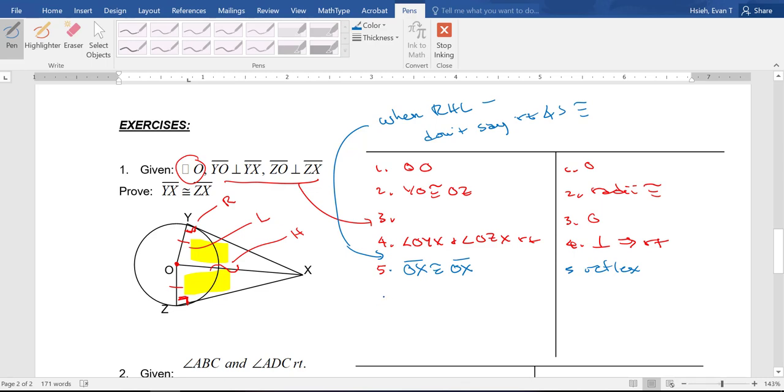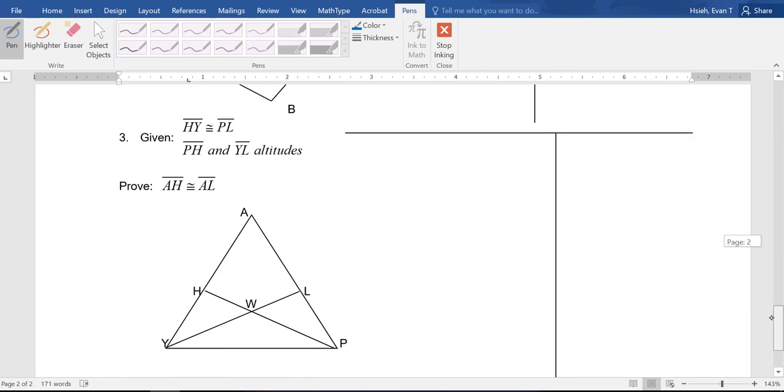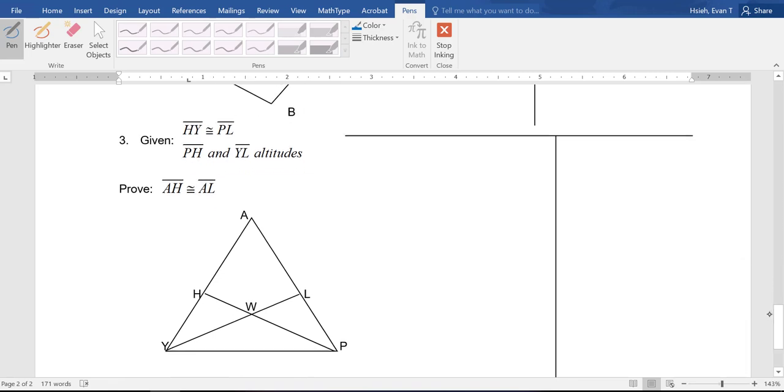And then I can prove the triangles congruent by RHL, so triangle OYX is congruent to triangle OZX by RHL, steps 2, 4, and 5. And then I can say that YX is congruent to ZX by CPC2C. Okay, let's try one more proof here.